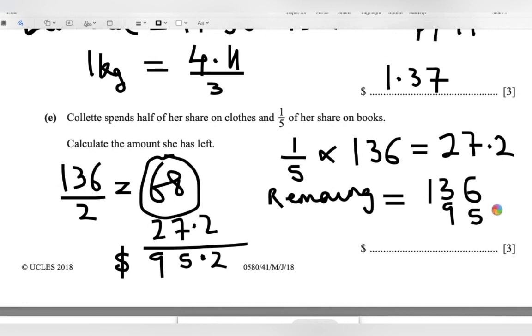136 minus 95.2 will give us 40.8. So this is the amount she has left from her share that she has not spent. $40.8 actually means $40.80. So that's the amount she has left. We can circle it.